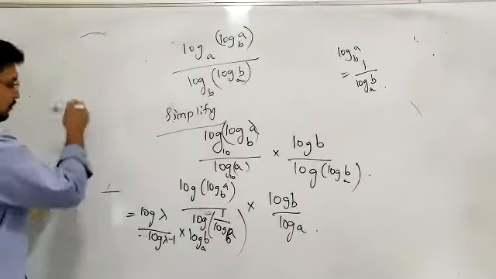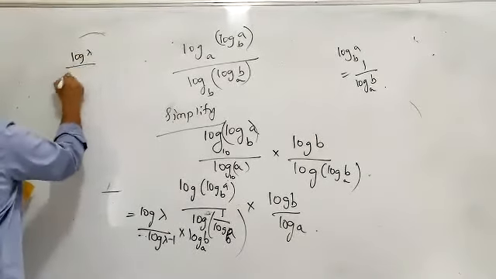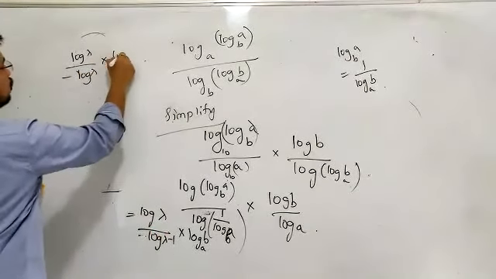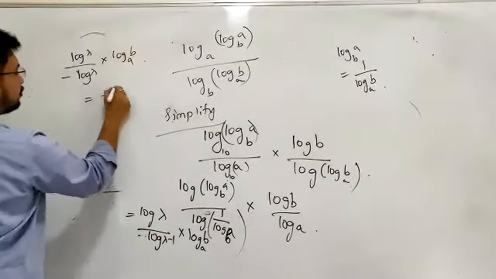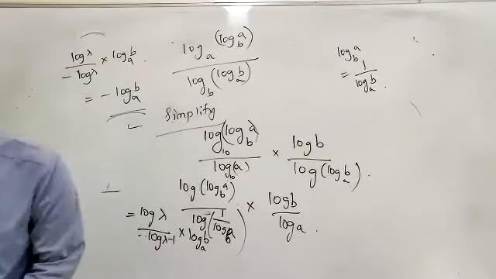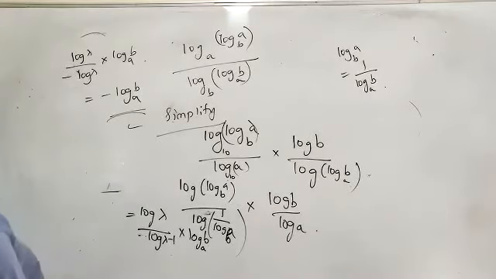Then this becomes something like this. So this is log lambda by minus log lambda. This minus you send it over here, into this is log b to the base a. So your final answer will be minus log b to the base a. This will be your final answer, minus log b to the base a. Yes, very good, very good.